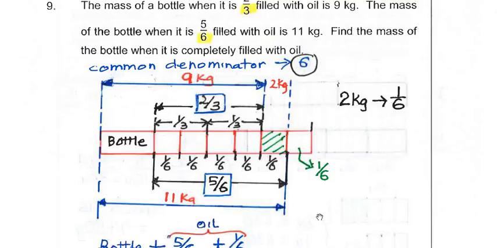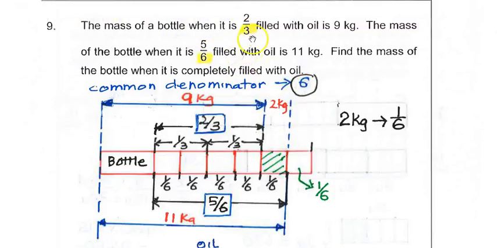Now this looks very complicated, but I want you to take the time and spend some time to develop and understand. Pause here. Okay, I'll be going through very simply and just once. The mass of a bottle when it is 2/3 filled with oil is 9 kg. Now you must understand this. This whole thing is the weight. Okay. Now this is the weight of the bottle.